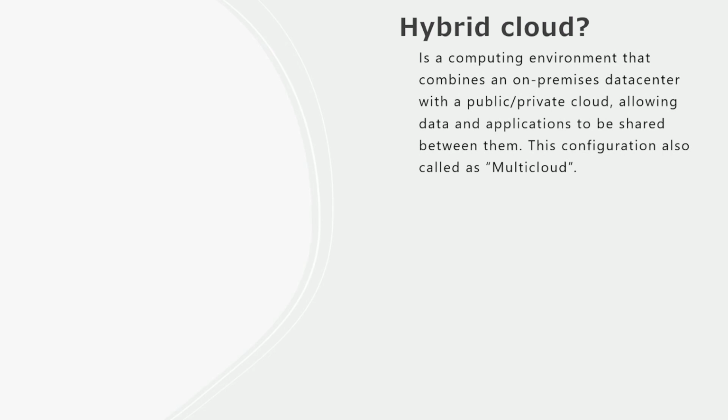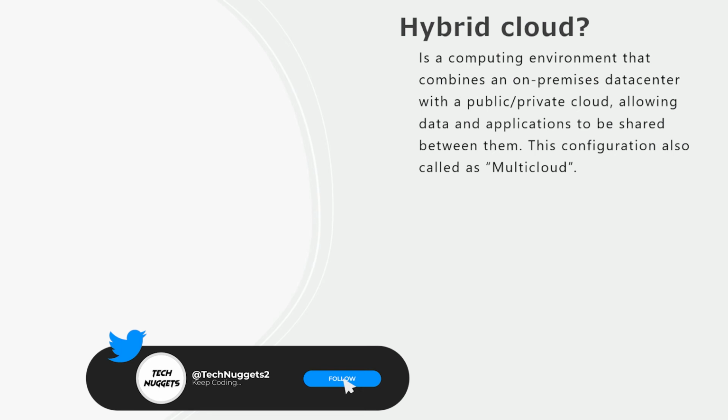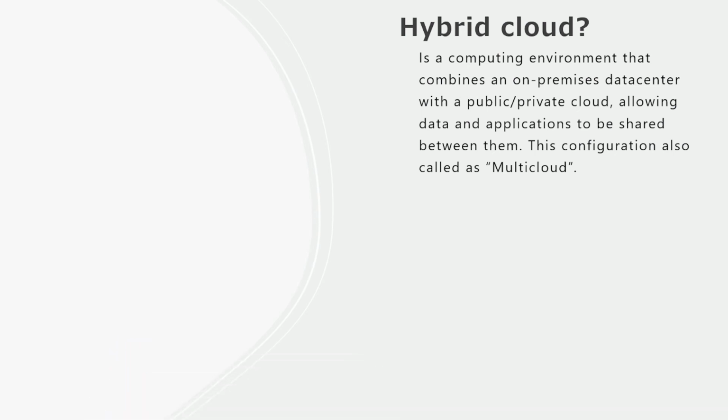Next one is hybrid cloud. What is hybrid cloud? It's a computing environment that combines an on-premises data center with a public or private cloud, allowing data and applications to be shared between them. This configuration is also called multi-cloud. What I mean to say is I have a data center, and some portion of data is running on-prem. However, I wanted to extend that. I wanted to share some of the data or maybe an application either over a public cloud or a private cloud. That is what is called hybrid cloud. Sometimes it's called multi-cloud.